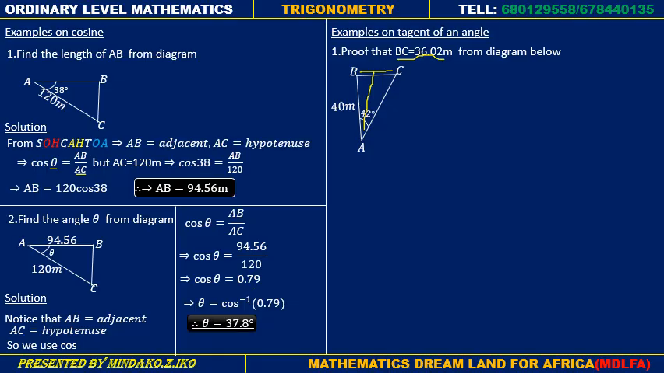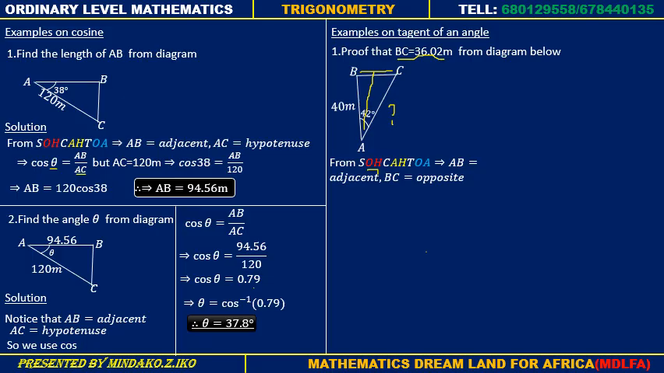Now we look at the relationship from SOHCAHTOA, where AB equals the adjacent and BC equals the opposite. Let's begin with S. S is talking about opposite over hypotenuse. They are asking for the opposite, but the hypotenuse is not there.